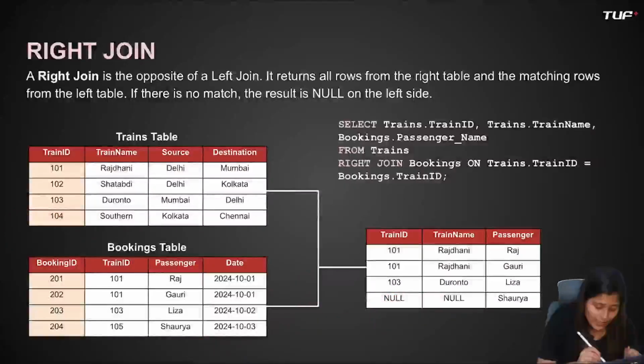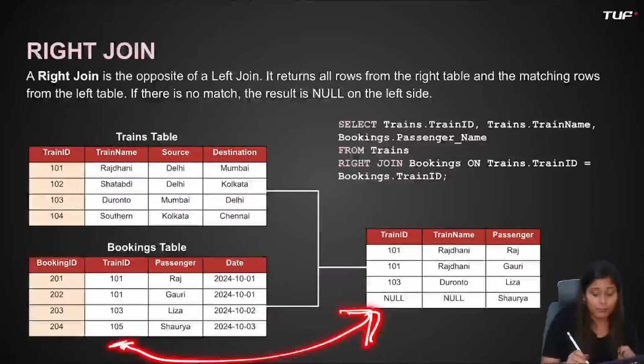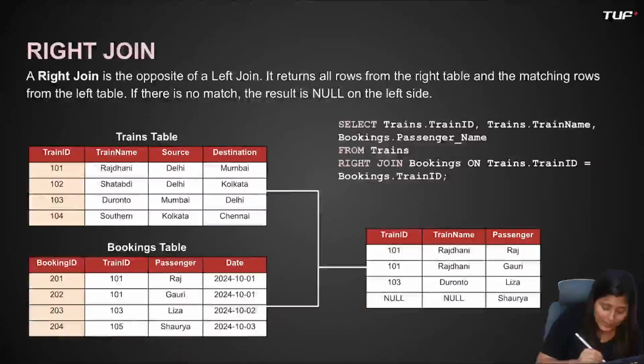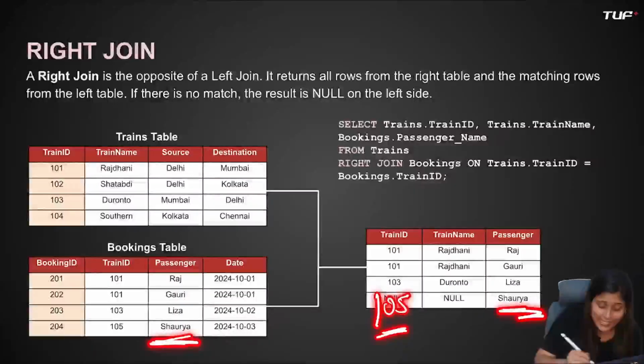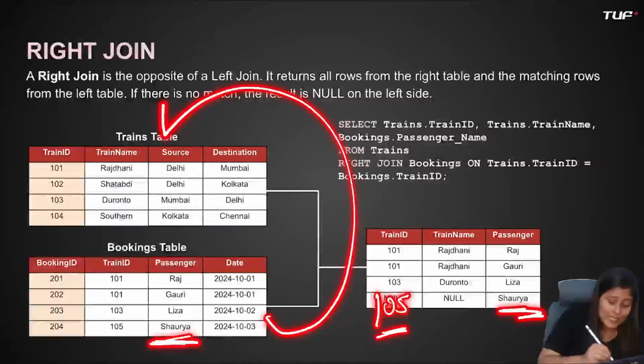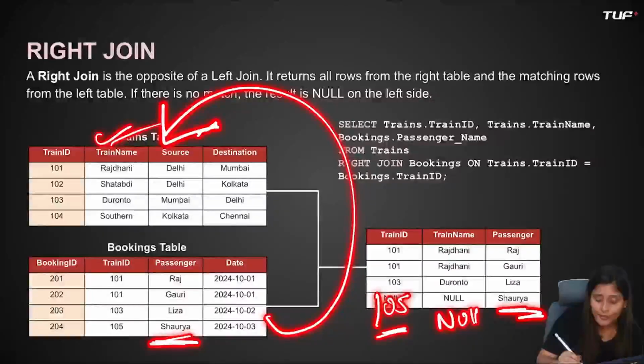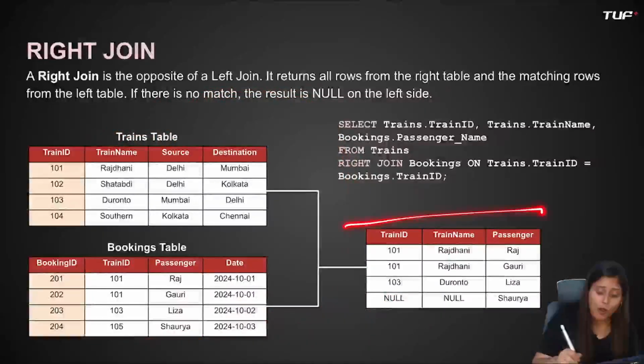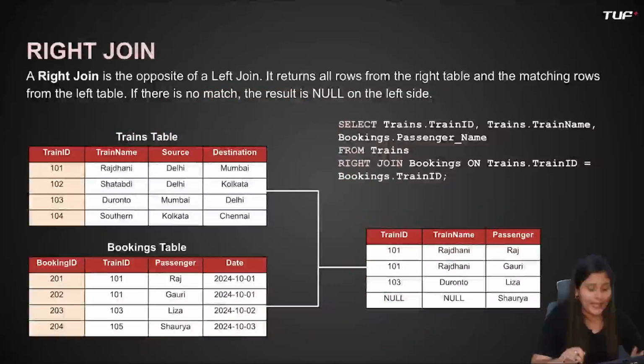Now train ID will be 105. For train 105, as per the rule you have to take it in your right join. For train ID 105, you need train name and passenger. So passenger you will get from here, Shaurya. Train ID you have, 105, but the train name you need to find in the trains table. But in the trains table, train ID 105 is not there, right? So the train name for that will be null. So this is why we have written null. This is how the output of the right join will look.